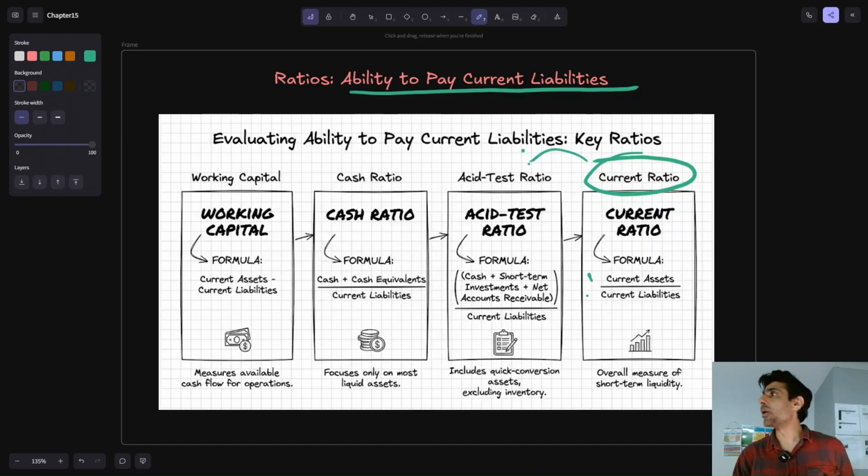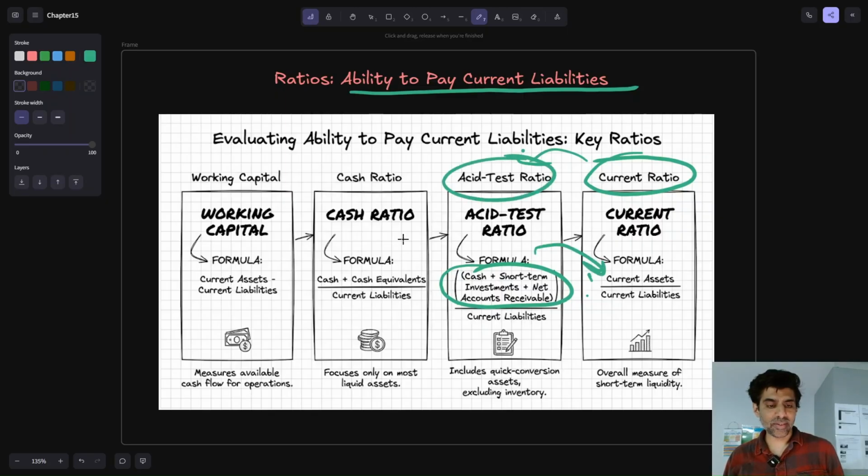This next one was a little more stringent because we got rid of the less liquid current assets. For example, inventory may take a long time to turn into cash. So if we needed cash right away to pay off our current liabilities, inventory is maybe overstating how safe we are. So we remove inventory from the ratio. We see it's only cash, short-term investments, and receivables. There's no inventory, no other current assets. So this is a subset of current assets, right?